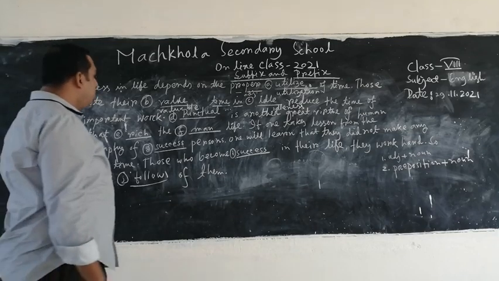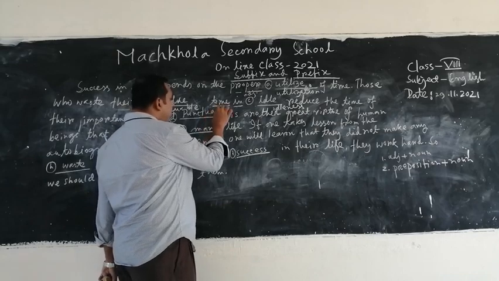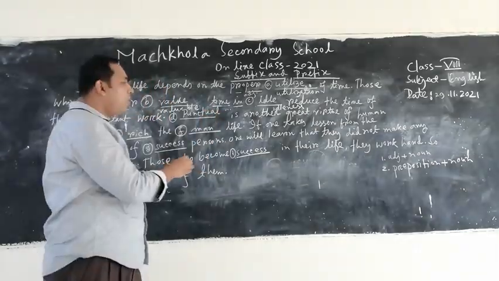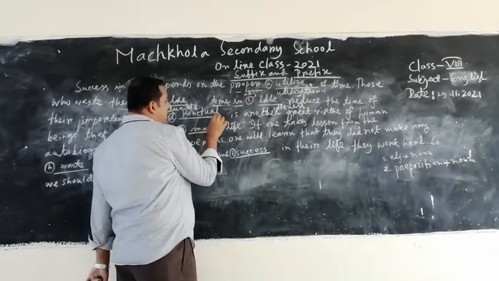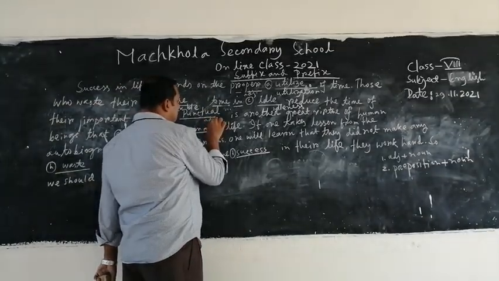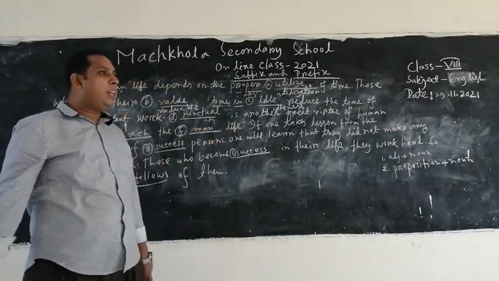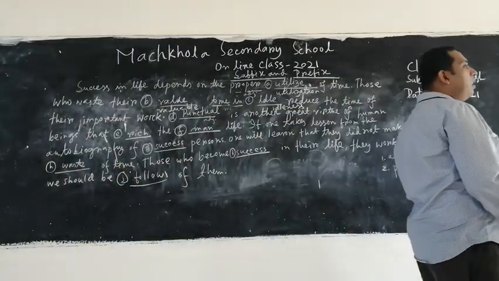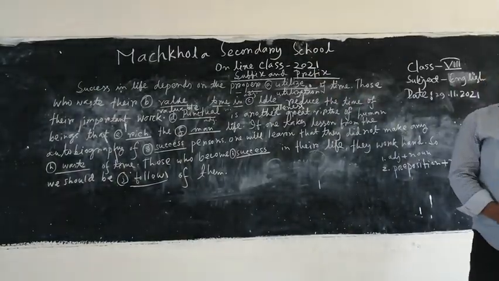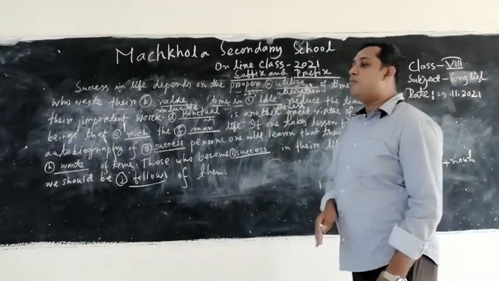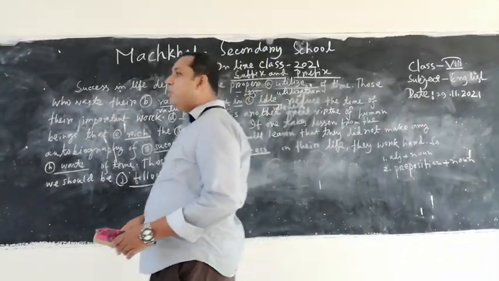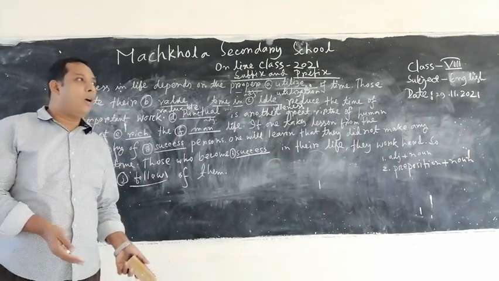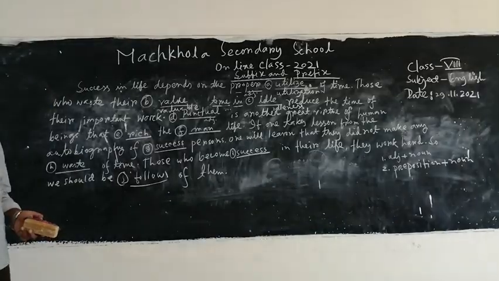Okay, look at this one. Can you tell me which part of speech this is? Now it is an adjective. Thank you. It is an adjective. But now we need the noun form, because whenever we are using anything in subject position, it should be either a noun or a pronoun.